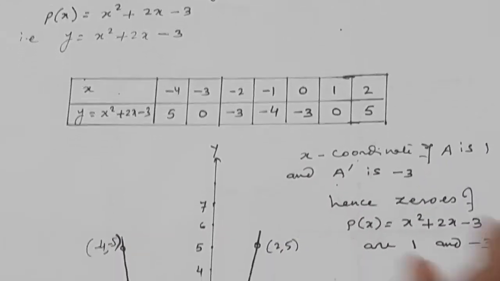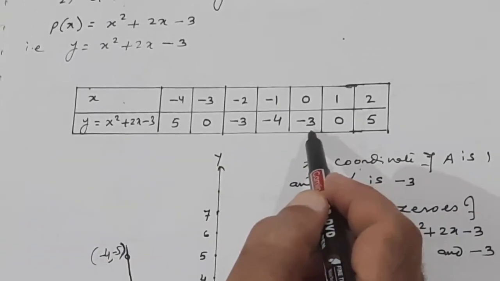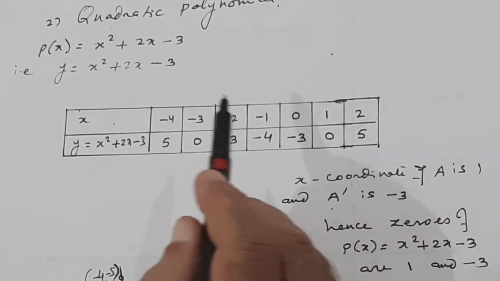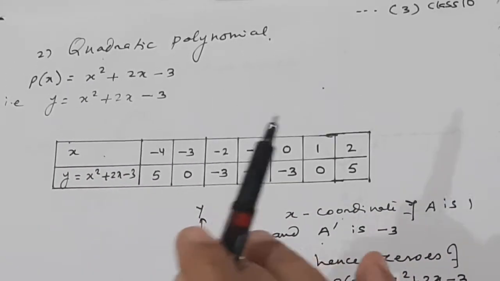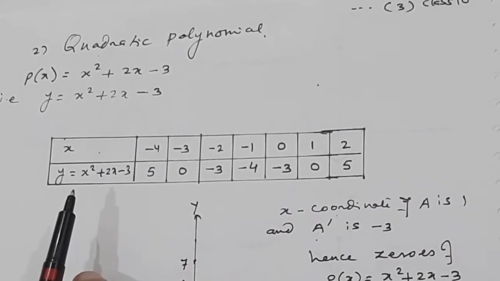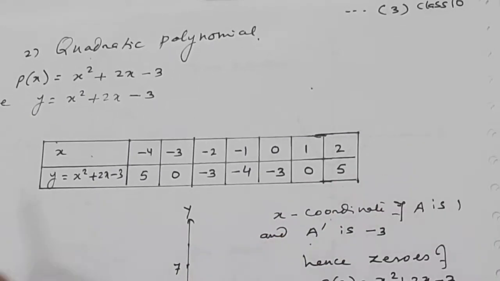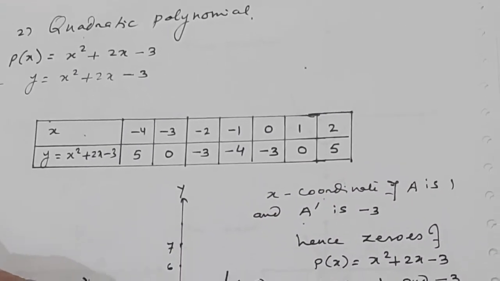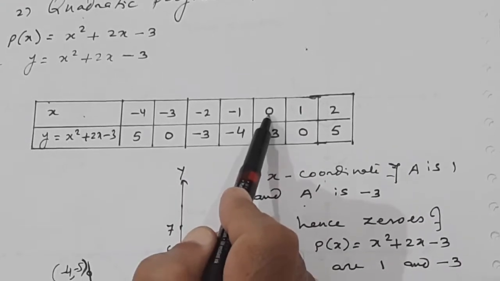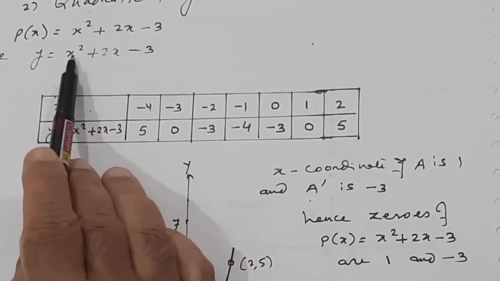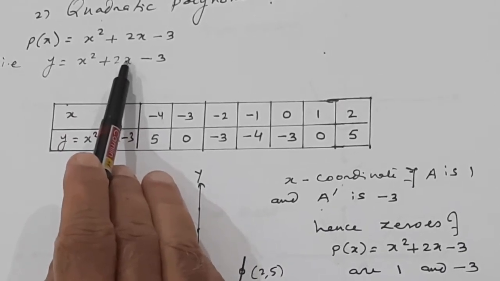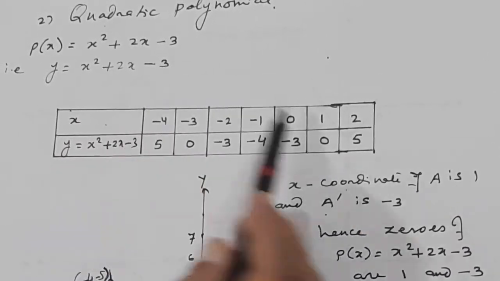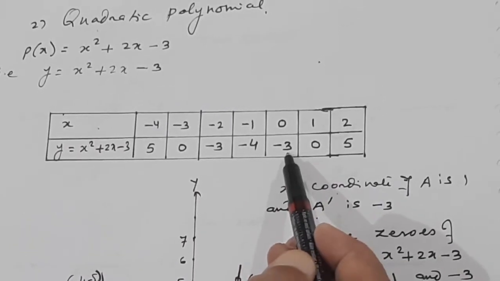Now, if you want to find the value of y, remember one thing: the value of y is nothing but the value of the polynomial, as I showed you in earlier examples. Now put x is equal to 0. See, 0 square is 0, 2 multiplied by 0 is 0, so here it becomes 0 minus 3. Substitute.